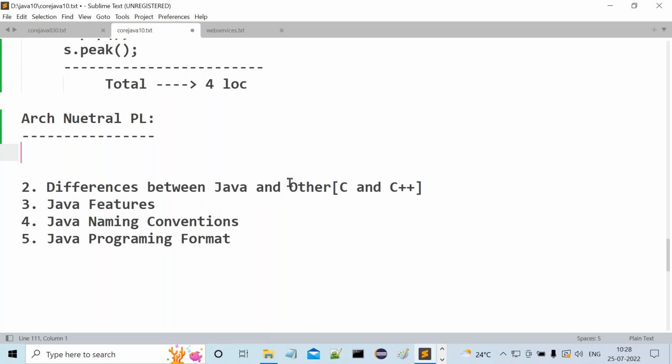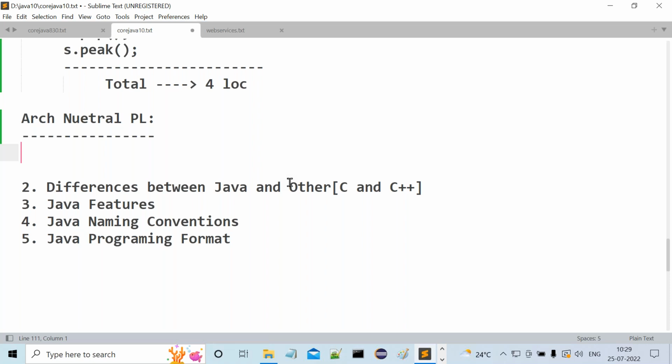Now this is a proof. 75% of the members here are from non-computer science, and they are trying to learn Java. Am I right or not? Only less than 10 members learning Java are coming from computer science. So the point is what?